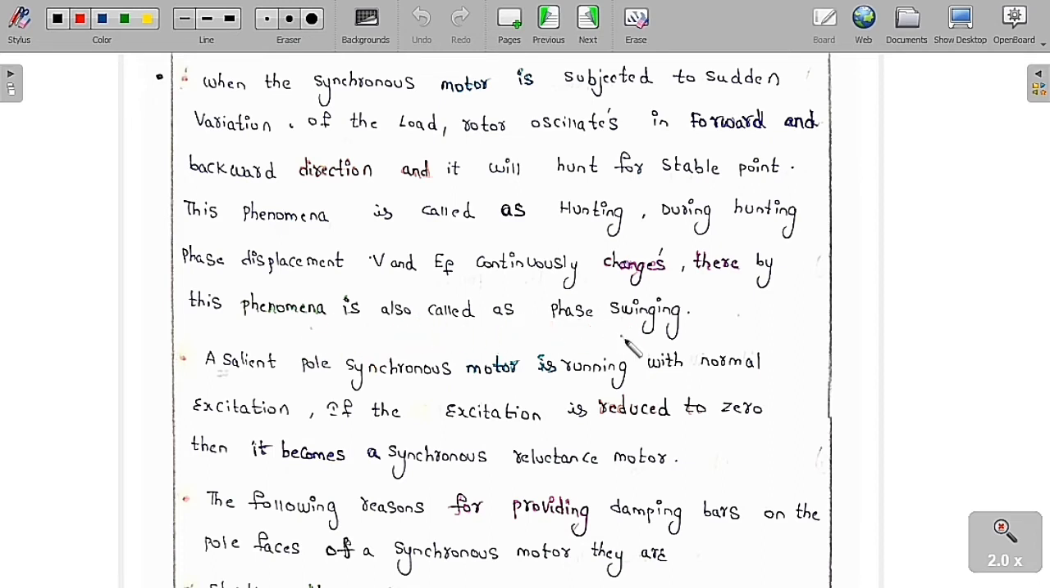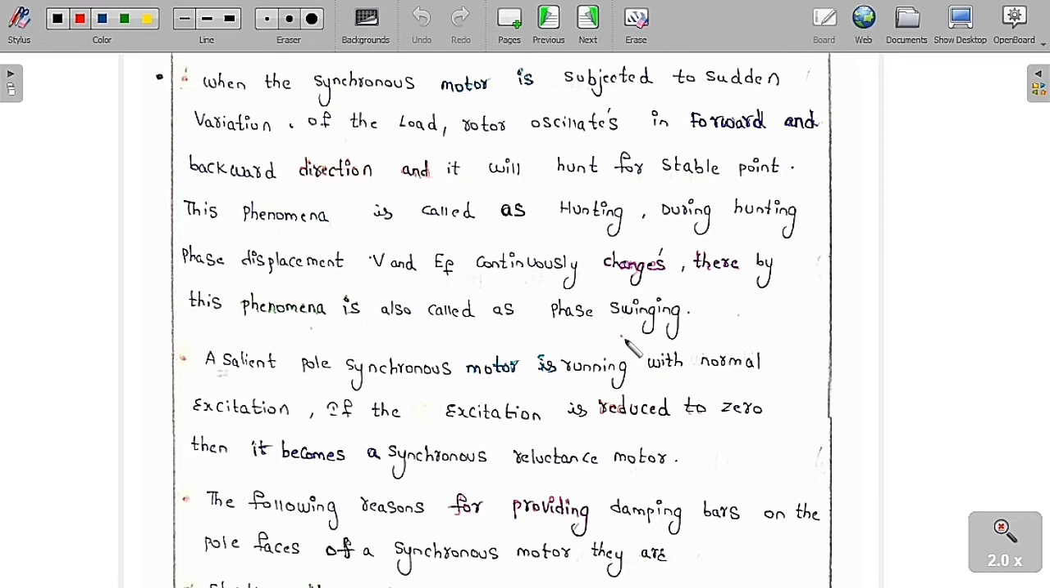So whenever you suddenly change the load on the synchronous motor, the rotor is always going to oscillate in the forward and the backward direction, and it will hunt for a stable point. This is called hunting. During hunting, the phase angle between V and EF, which is nothing but delta, continuously changes. Thereby, this phenomenon is also called phase swinging. So we can call it hunting or phase swinging.